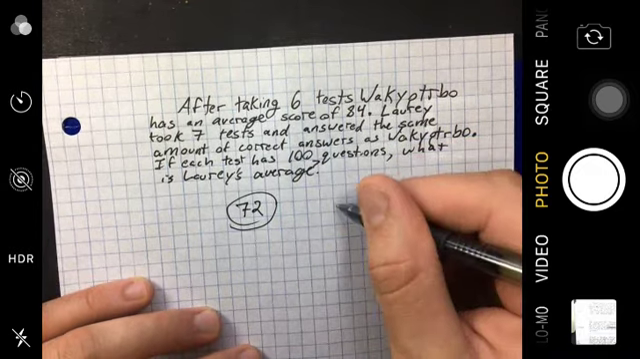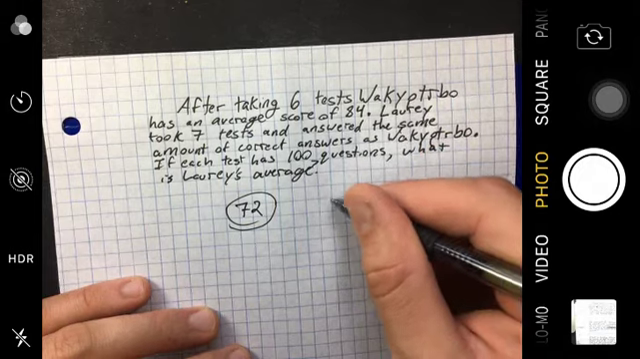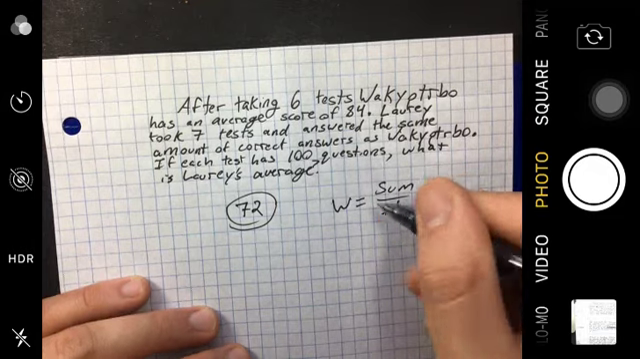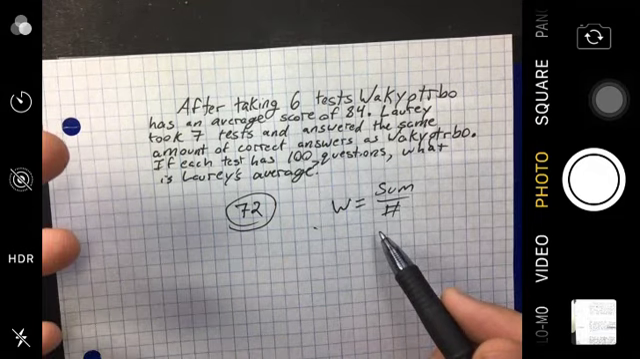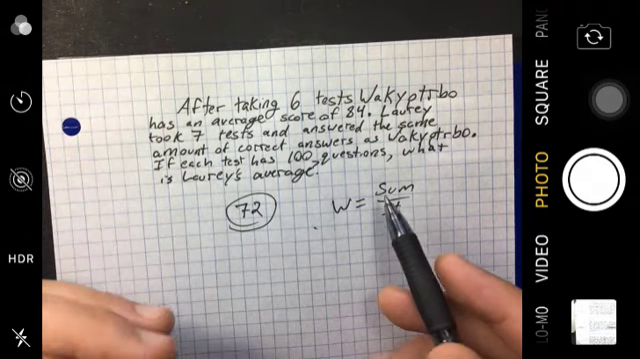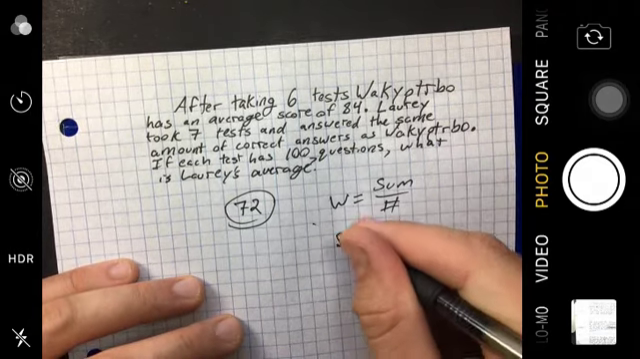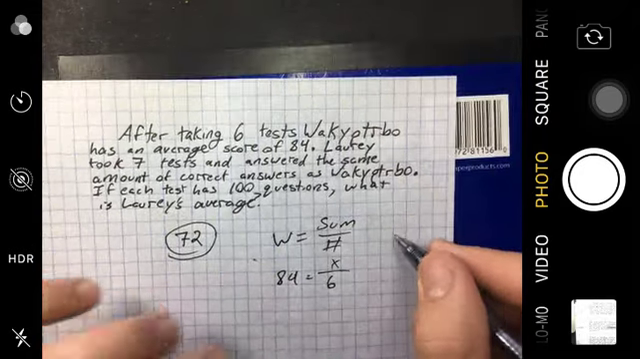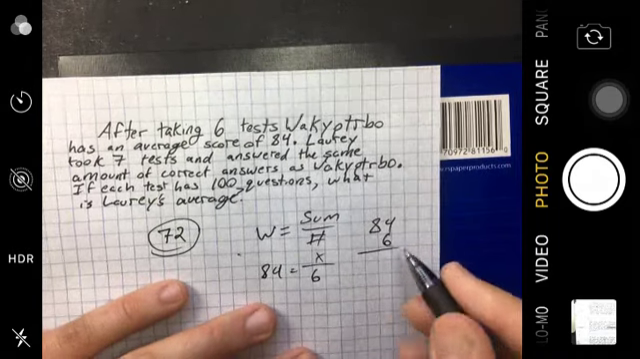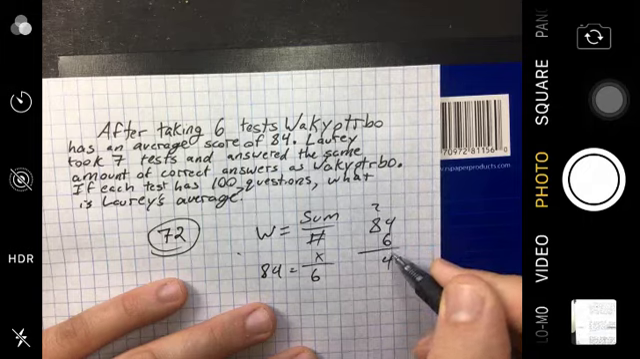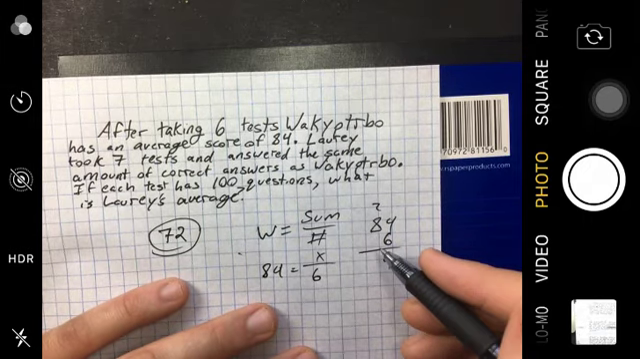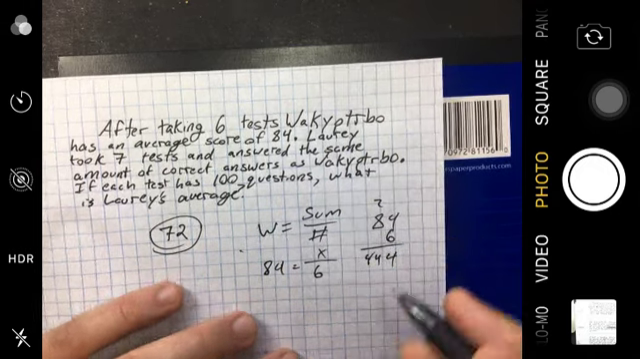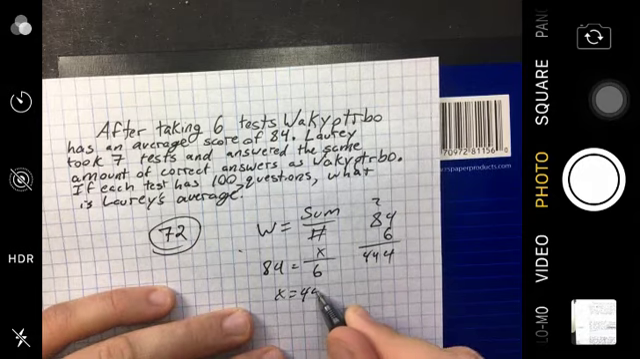So we know that the sum over the number. Notice I always write out the equation first, so it's easy to fill things in. So the average score is 84. There are 6 tests. We don't know what her sum is, so we have to do the multiplication. I recommend not working with calculators, just to get used to doing this. Like, what is 8 times 6? It's obviously 42, obviously. So that'd be 444. Okay, so x equals 444.